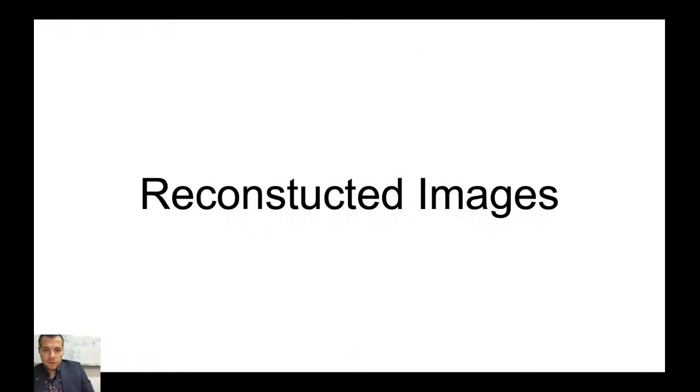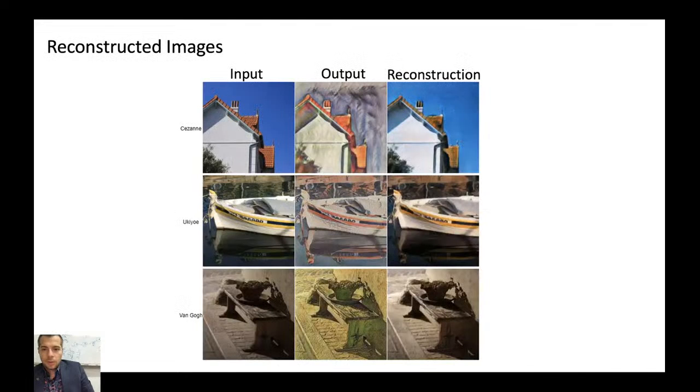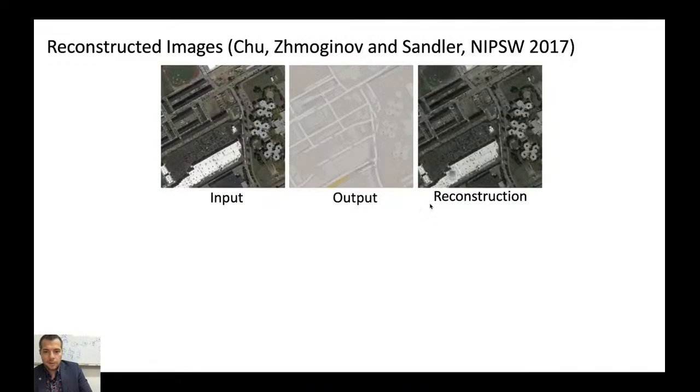Okay, so this is just some details about the model. You can also look at the reconstructed images of the CycleGAN. This is the input, output, and the reconstruction. You can see that the reconstructions are quite close to the original images, but they also have some additional artifacts.